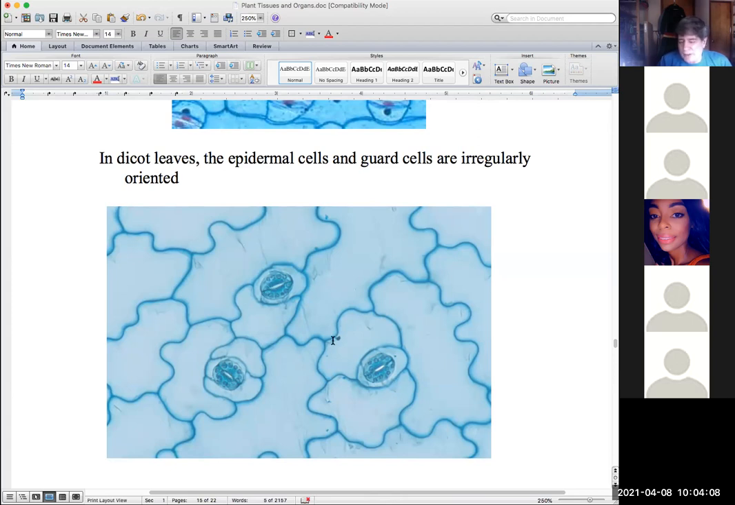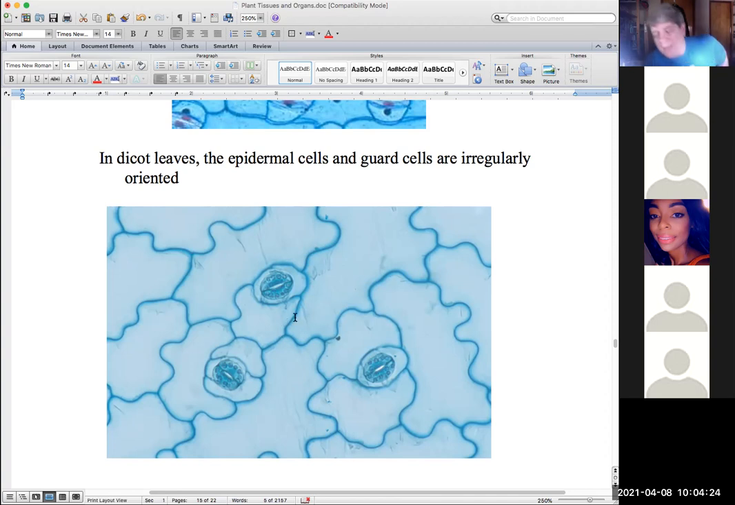Notice they're not all going the same direction. We only have 3 here, but if we had more, we would be able to see that the pairs of guard cells are aligned in all sorts of different directions. They're not all parallel to one another.